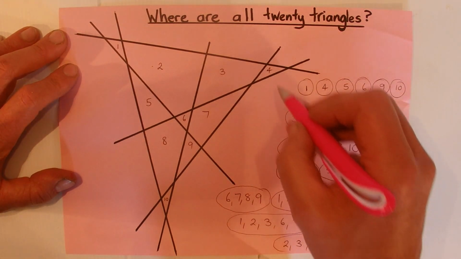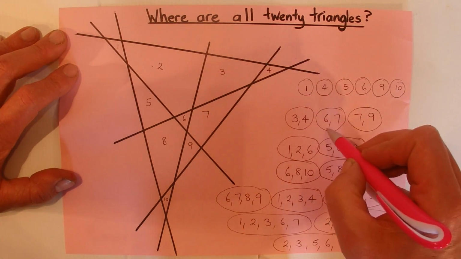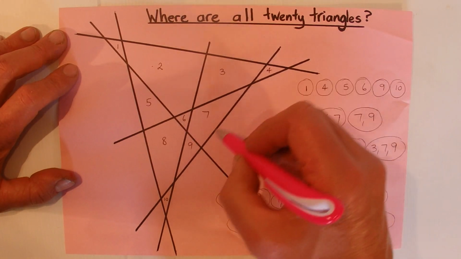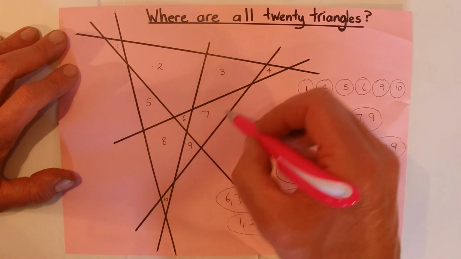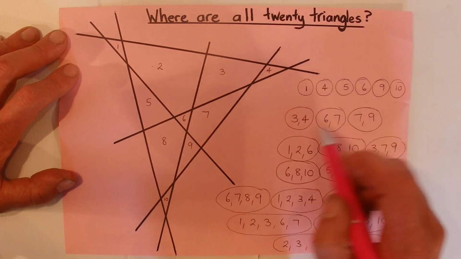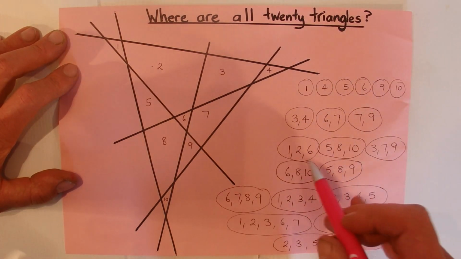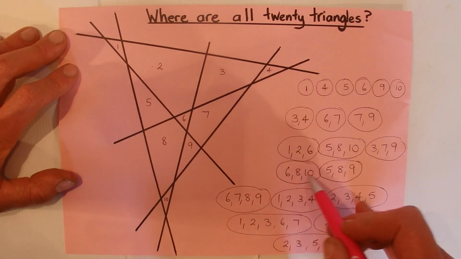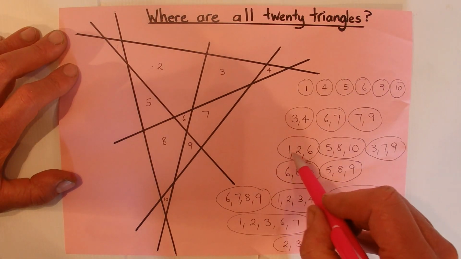Then triangles that are made up using 2 adjacent sections. We've got, first of all, 3 and 4, 6 and 7, and 7 and 9. So there's only 3 that use two cells. And now there are 5 that use 3 adjacent cells.